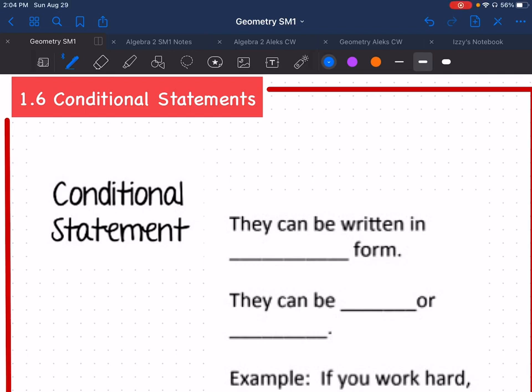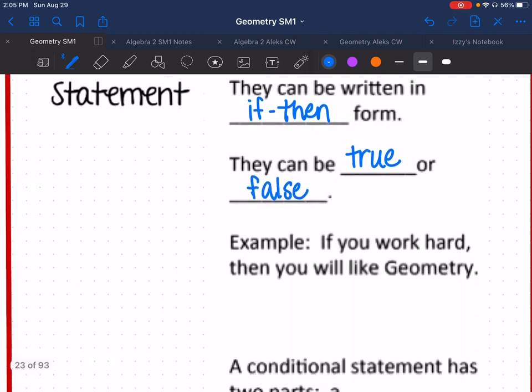Today's lesson is 1.6, conditional statements. Let's go ahead and start with the definition of a conditional statement. These are statements that can be written in the if, then form. They can be true or they can be false, one or the other. Let's go ahead and take a look at an example.